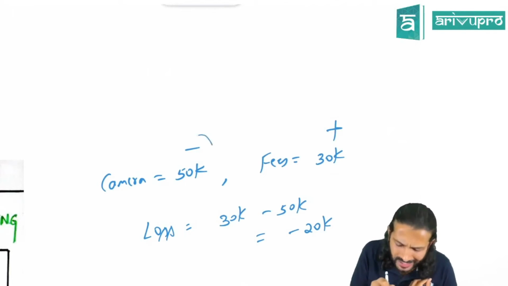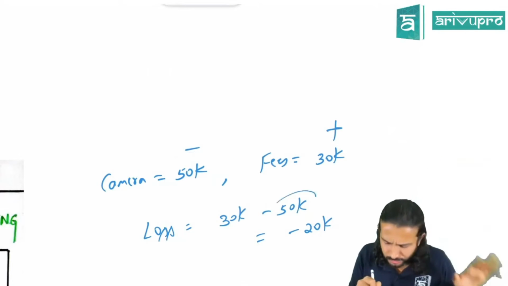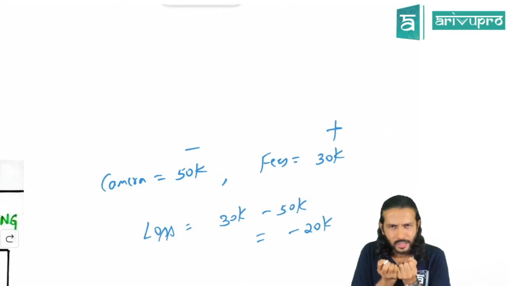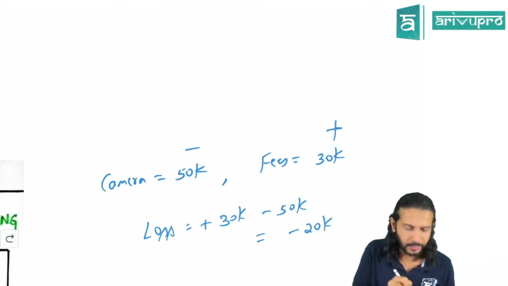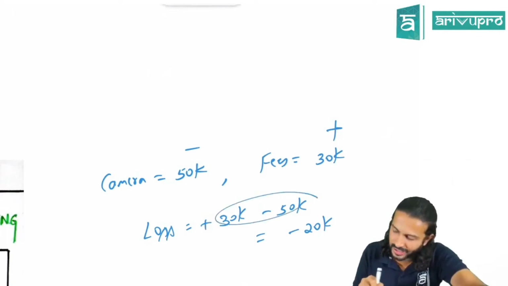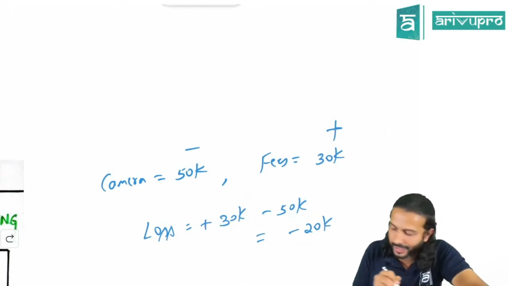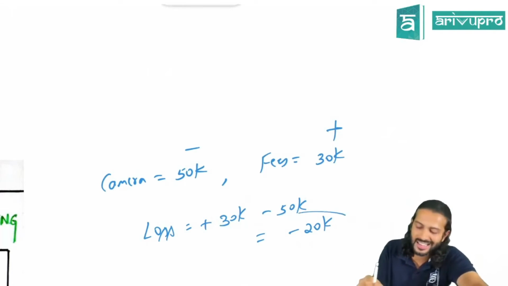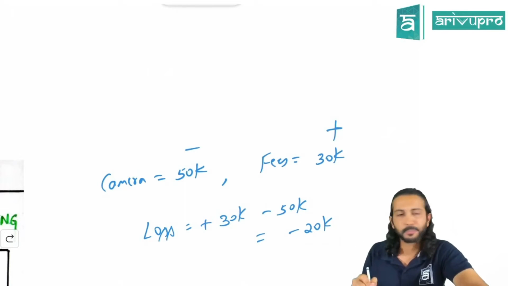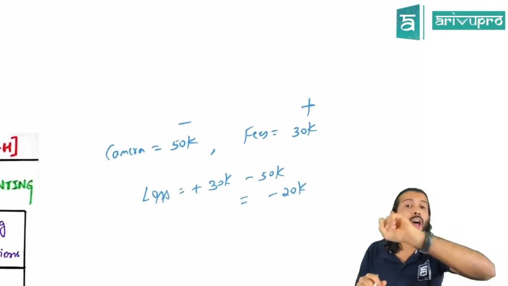I spent 50, so minus 50 I've written. I received 30, so I've written plus 30. I did plus 30 minus 50 and I'm getting minus 20. A simple question is, can I say I made a loss of 20,000 in the current year? The majority answer is absolutely no.